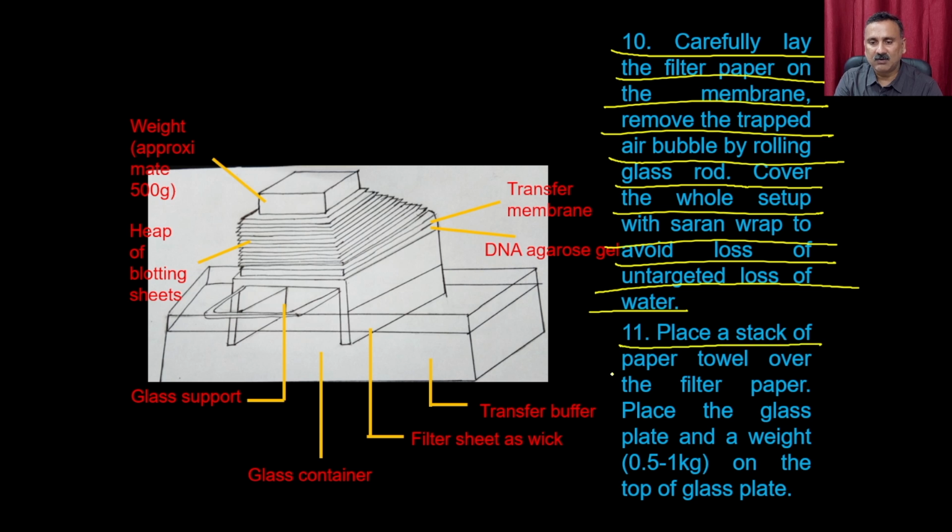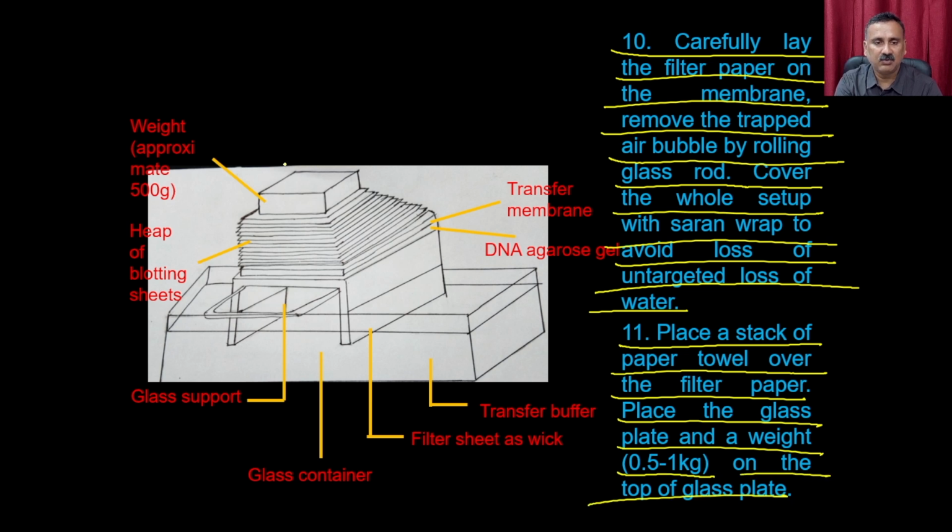Then place a stack of paper towels over the filter paper, place the glass plate, and weigh about 0.5 to 1 kg on top of the glass plate. Ultimately you are going to put a very heavy weight, so that all these layers are in connection with each other, and that is how the water will run from this side and reach up to the top.